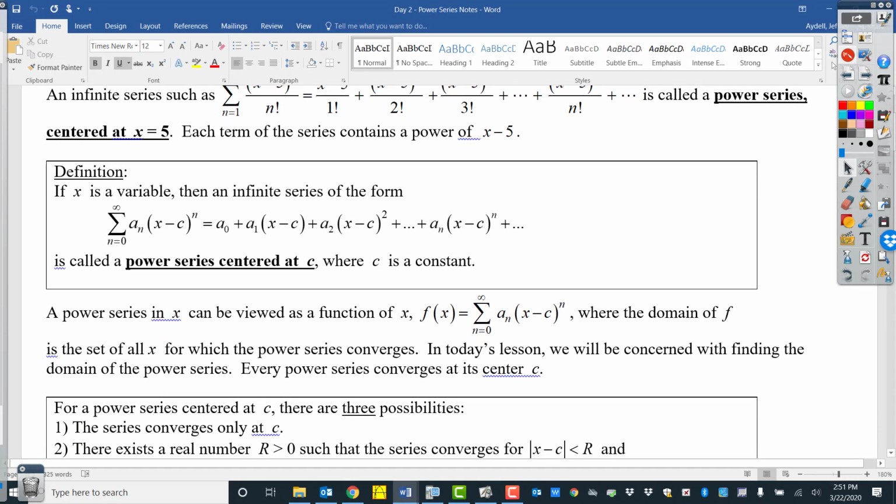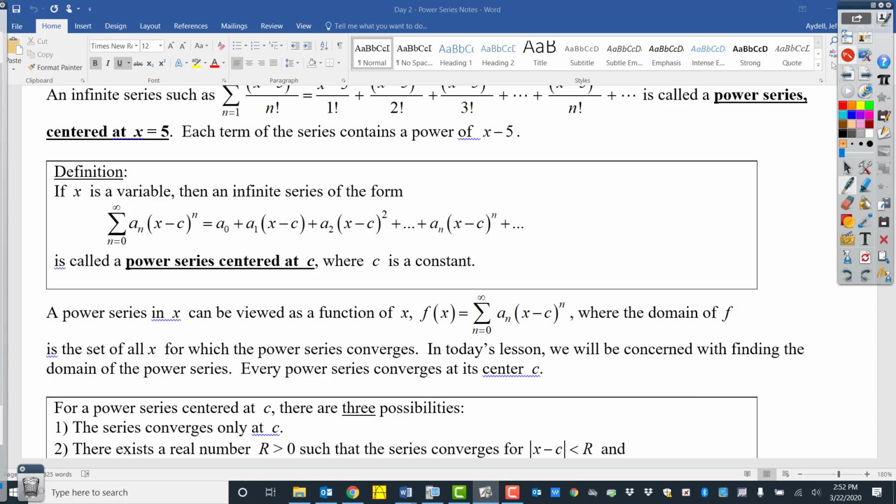Power series, or if x is a variable, then an infinite series in the form of the sum from n equals 0 to infinity of a sub n times x minus c to the n equals a sub 0 plus a sub 1 times x minus c plus a sub 2 times x minus c squared, on and on and on, is what we call a power series centered at c. Now this may start to look familiar because we looked at some series centered at different things when we were looking at Taylor and Maclaurin series in the previous video. But this time we have an actual series. What we were looking at in the last video were just truncated polynomials.